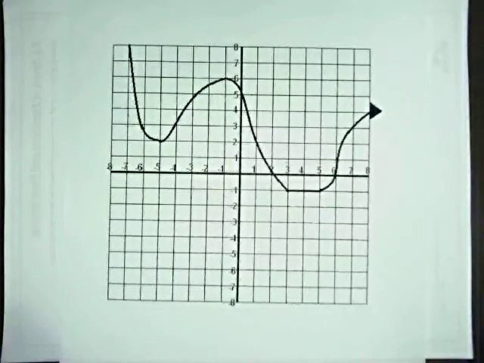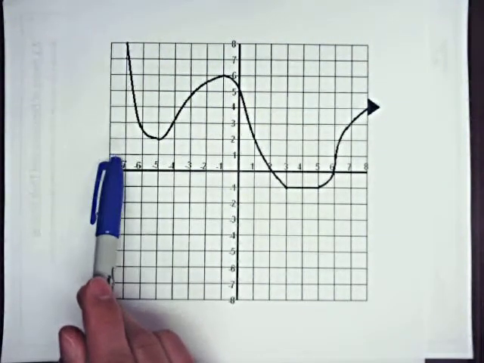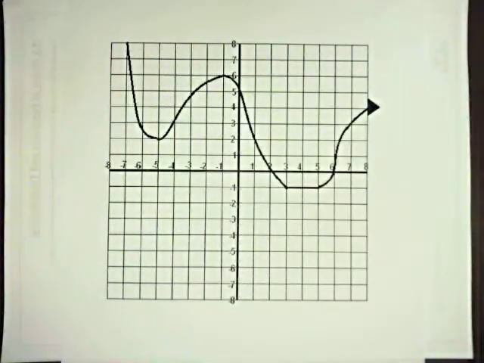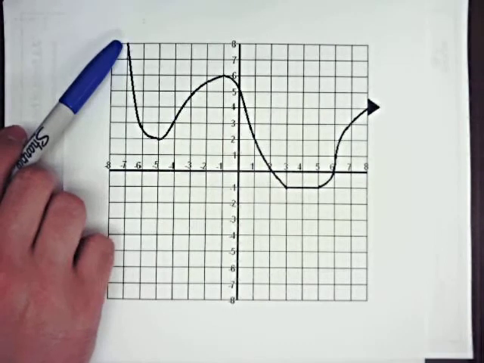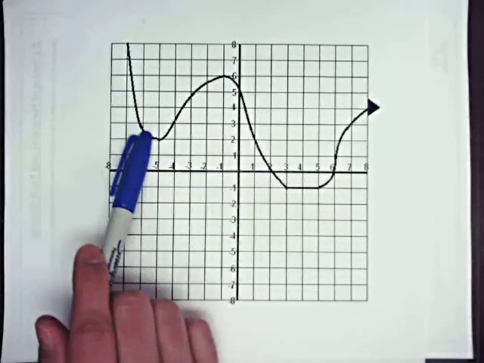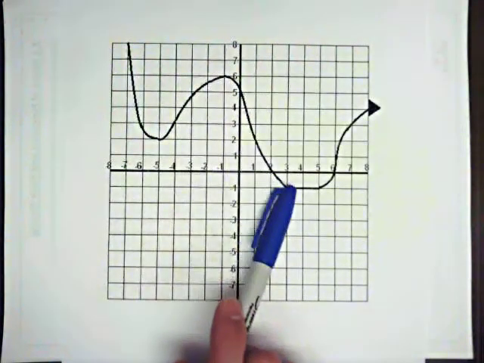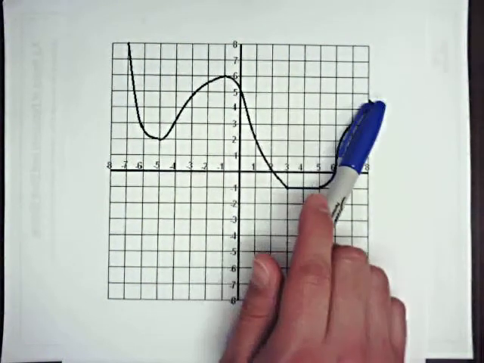So example 1, determine the intervals where the function is increasing, decreasing, and constant. So again, we want to read our graph from left to right. And visually, we're looking for where are the downhills, where are the uphills, and where are the flat parts of the graph. So starting at the left, if I follow along like a roller coaster track, we've got a downhill, and then an uphill, and then a downhill, then it's flat, and then an uphill.